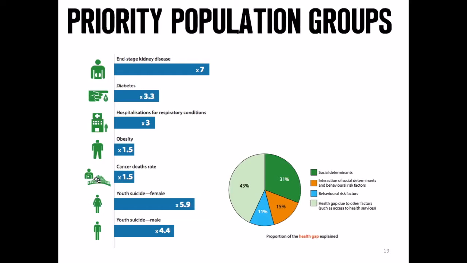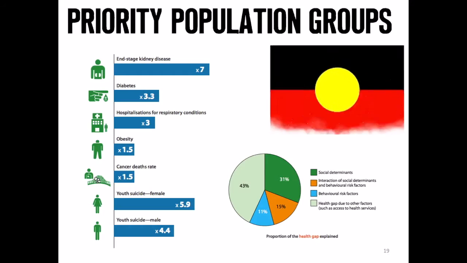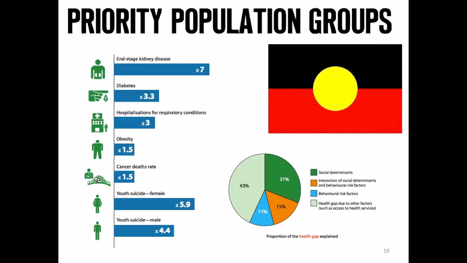Again, we're seeing more statistics here for the Aboriginal and Torres Strait Islander group that show that they have 7 times the amount of kidney disease in their population than the rest of the community. Diabetes, 3.3 times the rest of the community, and the list goes on. And you can see that youth suicide is also very, very high. So again, a priority population group.